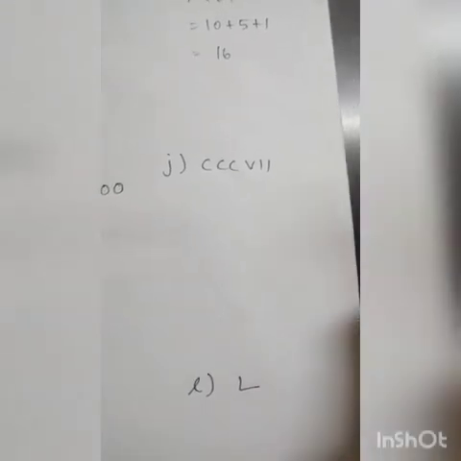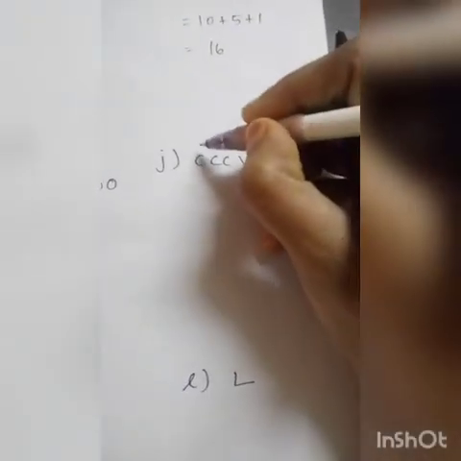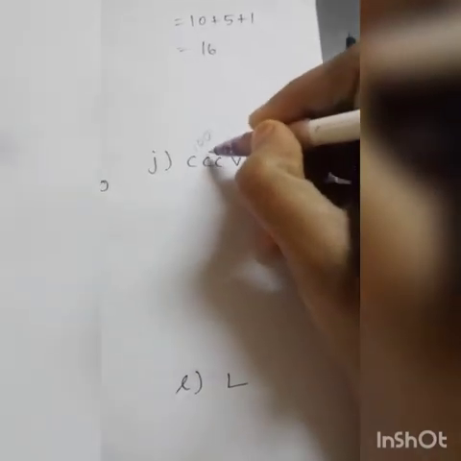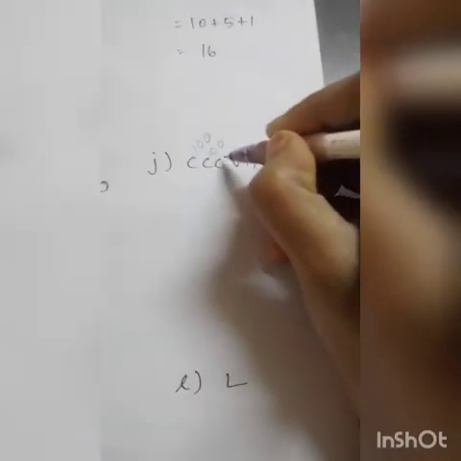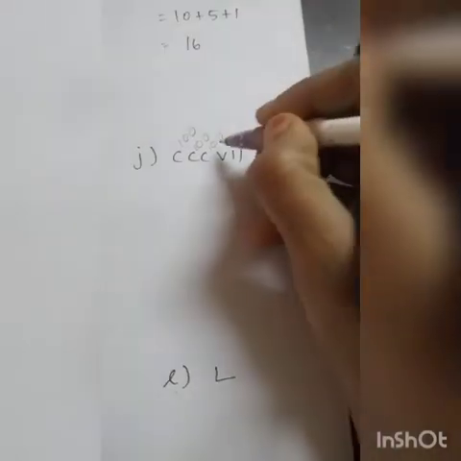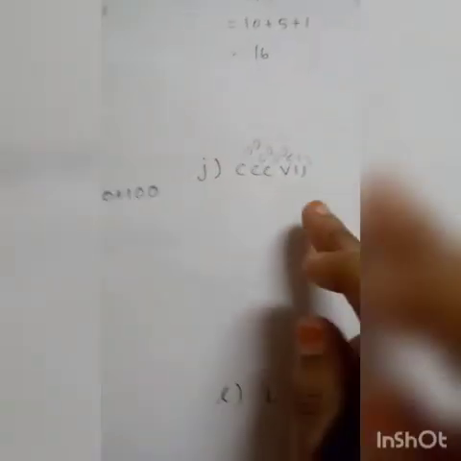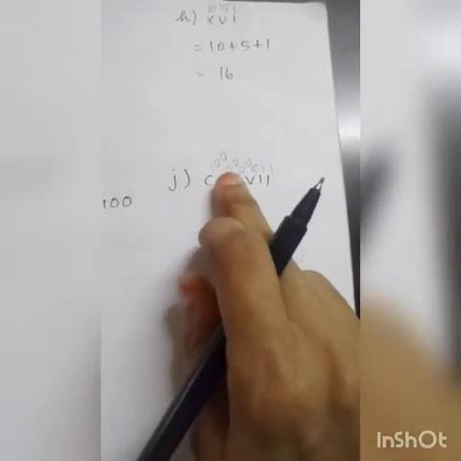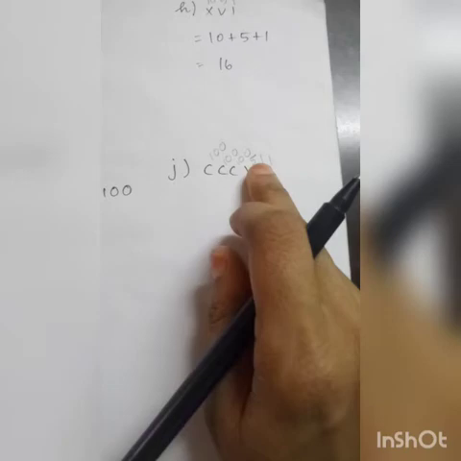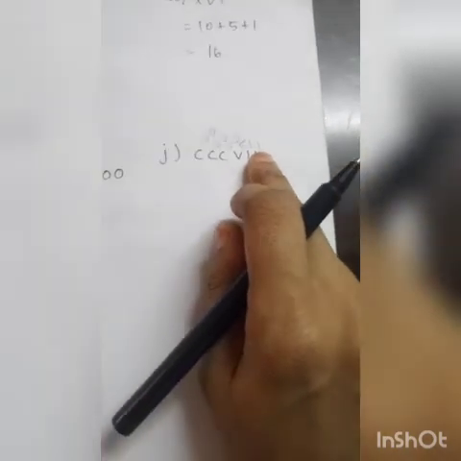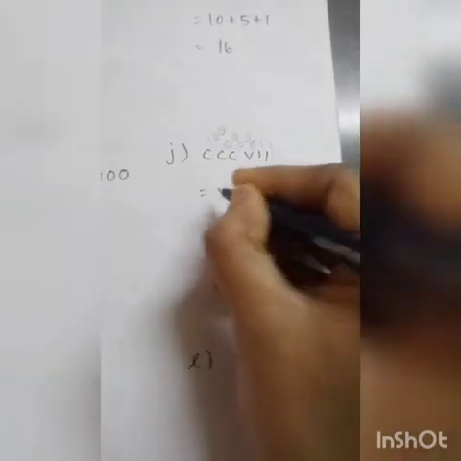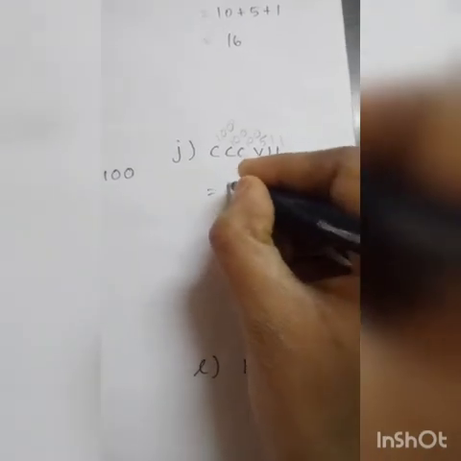Next, CCCVII. C stands for what? 100. C stands for 100. Another C stands for 100. V stands for 5. I stands for 1. I stands for 1. So now what I am doing is, it is in what order? It is in descending order. 100, 100, 100, 5, 1, 1. So it is in what order? Descending order. So what shall we do? We can directly add it.